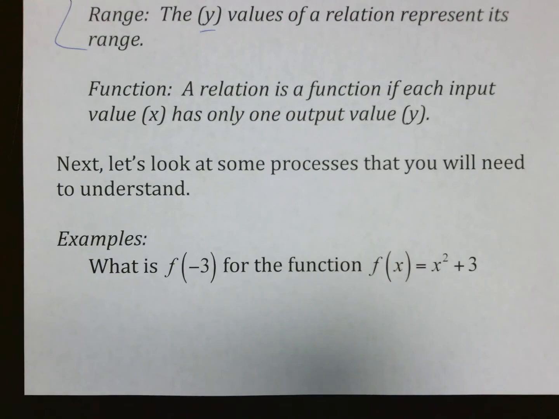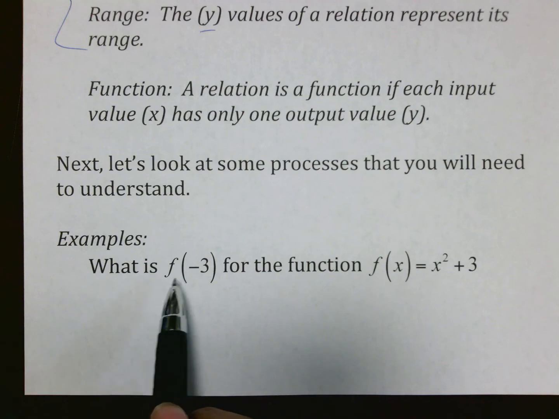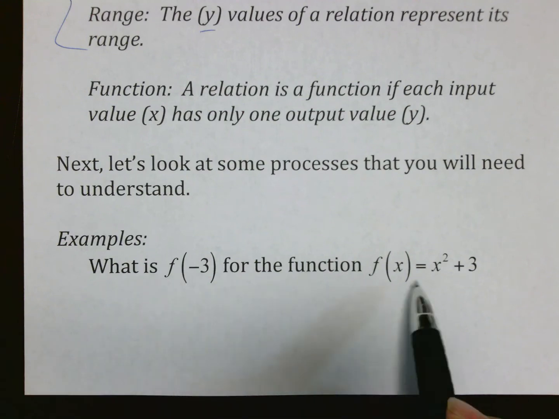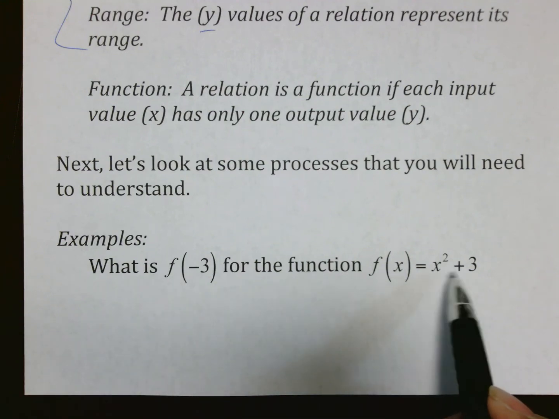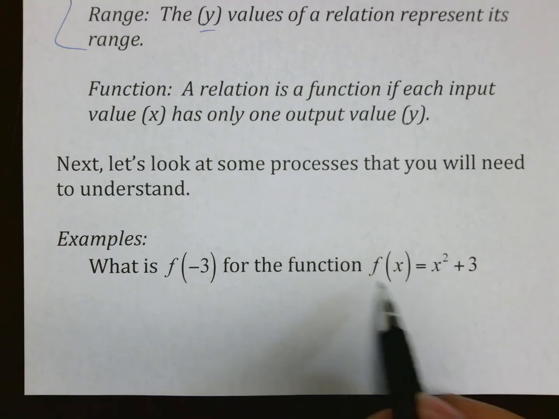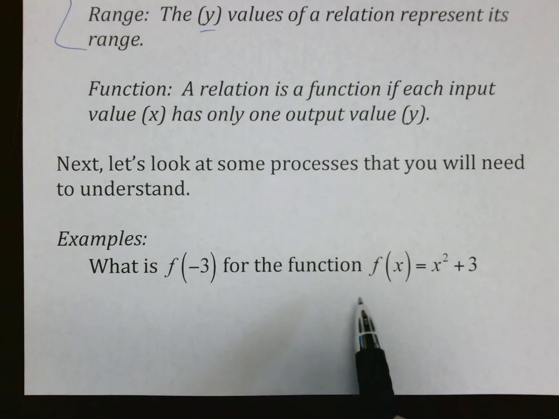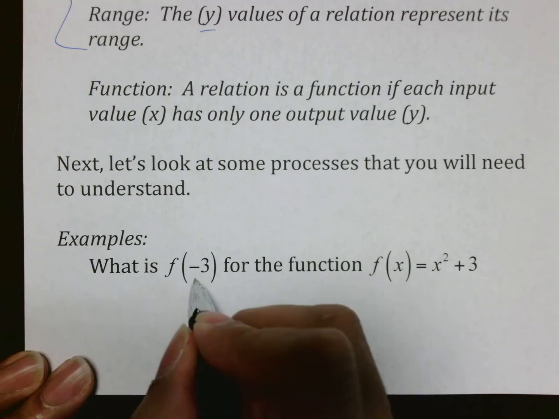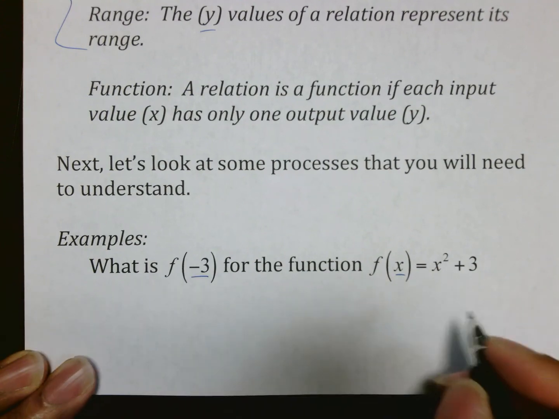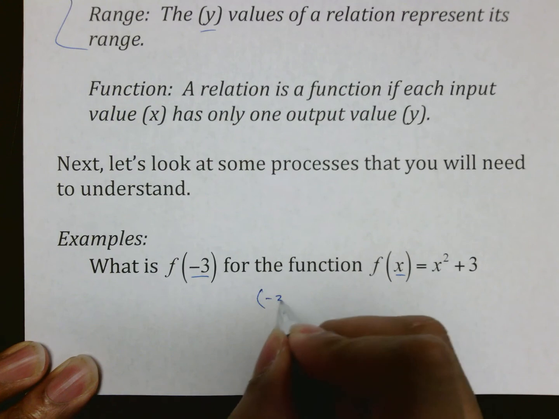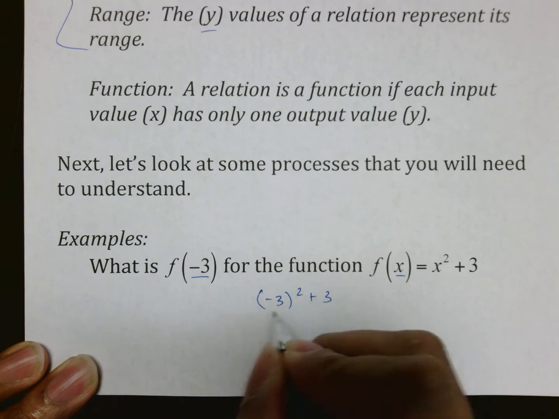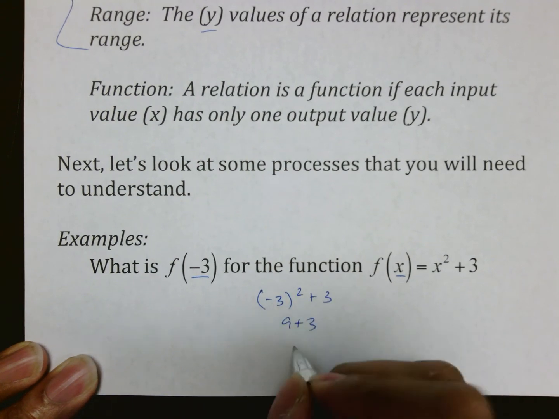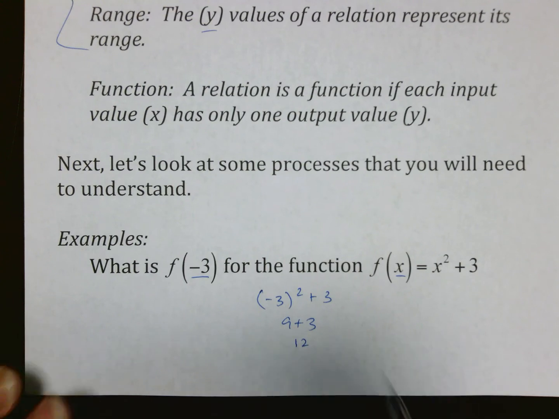So if I was to ask you, what is this statement here, the way it is read is, what is f of negative 3 for the function f of x equals x squared plus 3. First off, understand this is not f times x, this is a notation. So f of negative 3, that's read f of x, and what it's telling you to do is pretty much change your x into a negative 3. So you simply put a negative 3 in there. Negative 3 squared is 9, because remember, negative 3 times negative 3 is positive, and so your answer would be 12 if you were asked to do that.